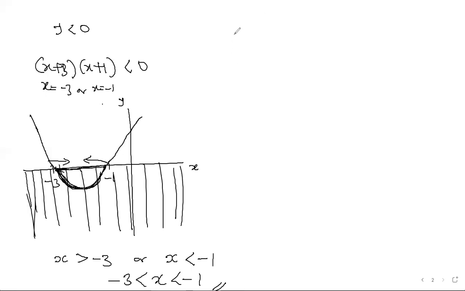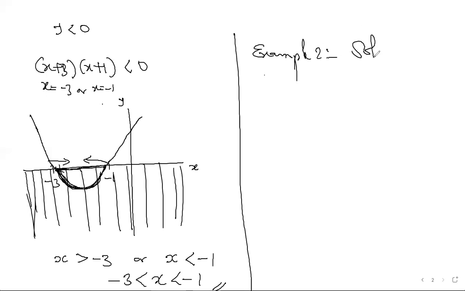So let's look at another example. Let's say you have example 2. We have solved x squared minus 5x minus 24 greater than 0.